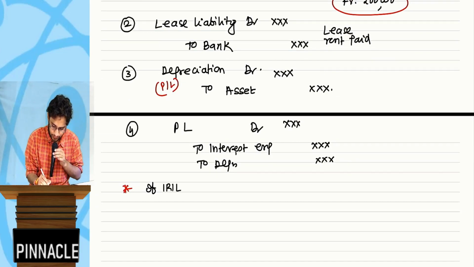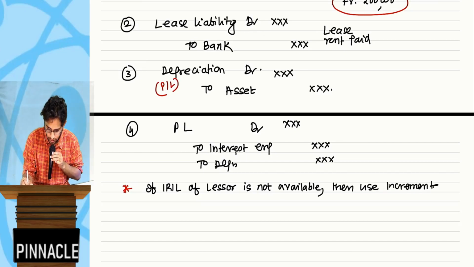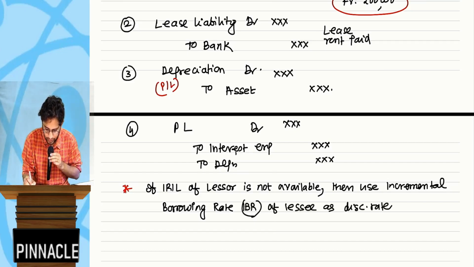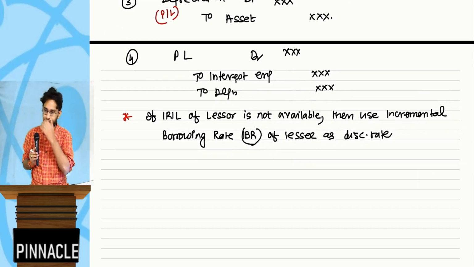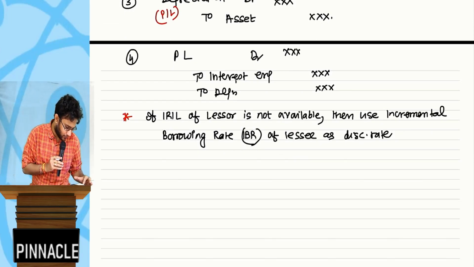If IRIL of lessor is not available, then use the incremental borrowing rate of lessee as the discounting rate. So this is the rule what we have, guys.